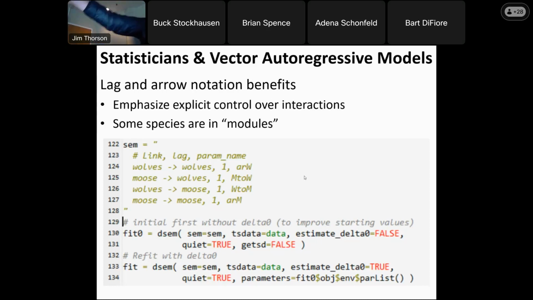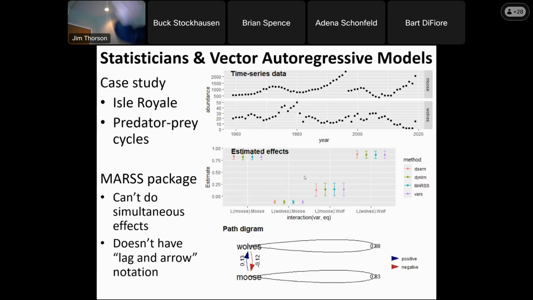Yeah, and then if you want to specify a vector autoregressive model, you just do all of the pairwise lagged effects with a lag of 1. So that's the bivariate VAR specification with this arrow and lag notation, and fitting it down below. And the raw time series look like this. Looking at these data, I'm not sure why people don't talk about this big moose die-off in Isle Royale, which seems like the big story to me, but that's not what people use these data to represent.